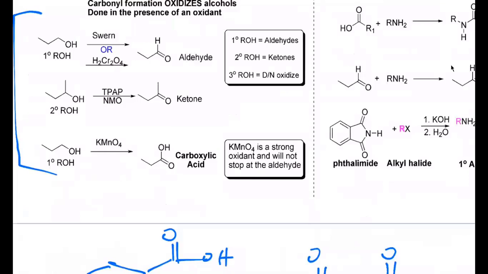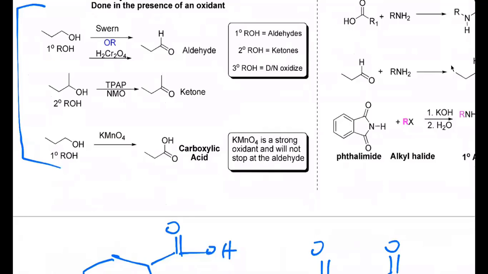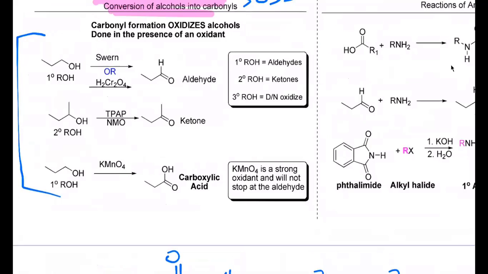So somebody give me your definition of oxidation. What did you learn in GChem about oxidation? Losing or gaining electrons, or losing electrons, and then reduction is a gain of electrons.